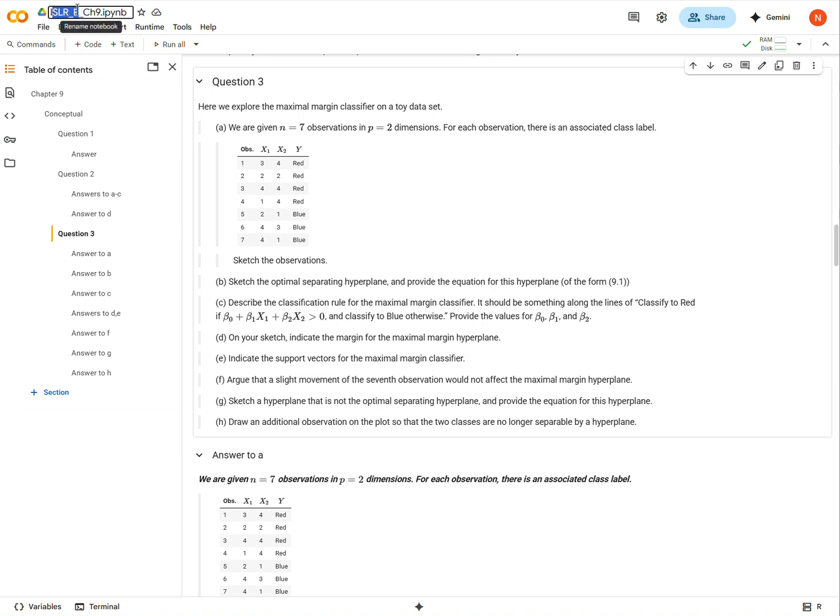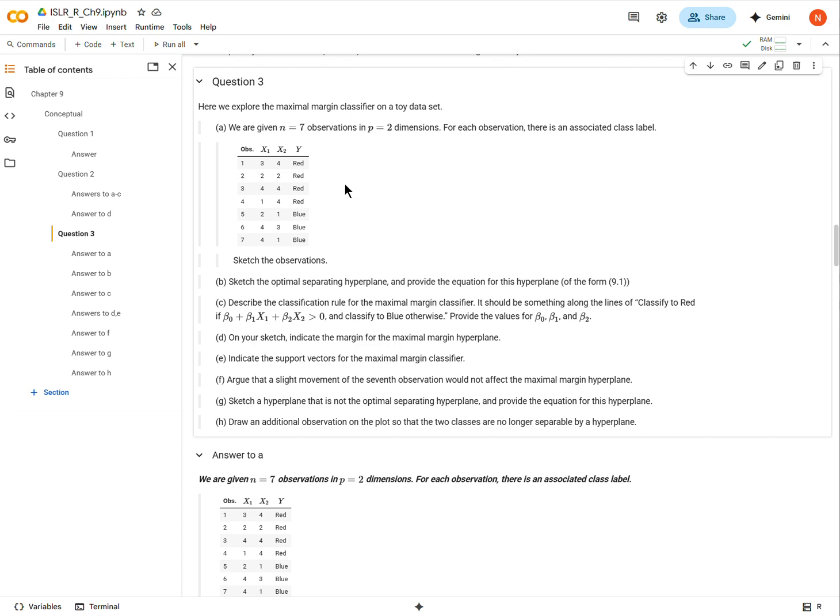We are in Introduction to Statistical Learning, Chapter 9, and we're on question 3 here. Here are the questions, and we'll go through them one at a time. Basically, we're looking at a small data set where we have 7 observations that have two coordinates, or descriptor variables, that we'll be able to plot very conveniently, x1 and x2, and they also have a label called y, and the label y is a color, red or blue.